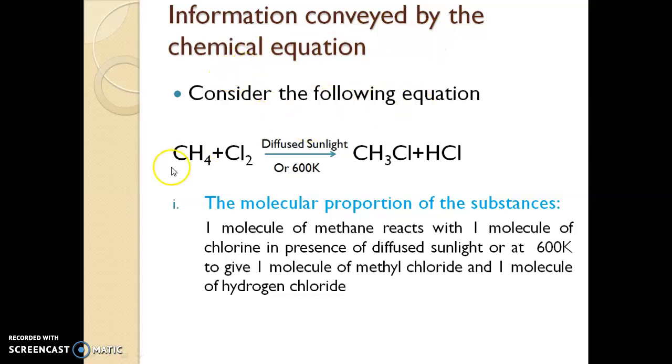Consider the following equation where methane reacts with chlorine in presence of diffuse sunlight or 600 Kelvin to give methyl chloride and HCl. Now, the first information conveyed is the molecular proportion of the substances. Here you can find one molecule of methane reacts with one molecule of chlorine in presence of diffuse sunlight or at 600 Kelvin temperature to give one molecule of methyl chloride and one molecule of hydrogen chloride. Here all the components are gases.